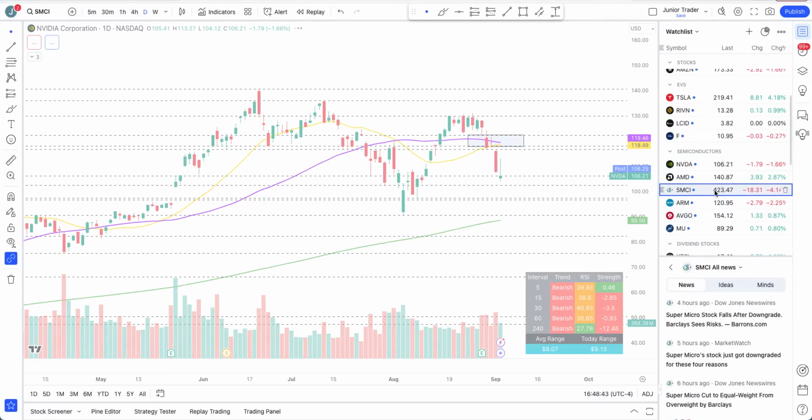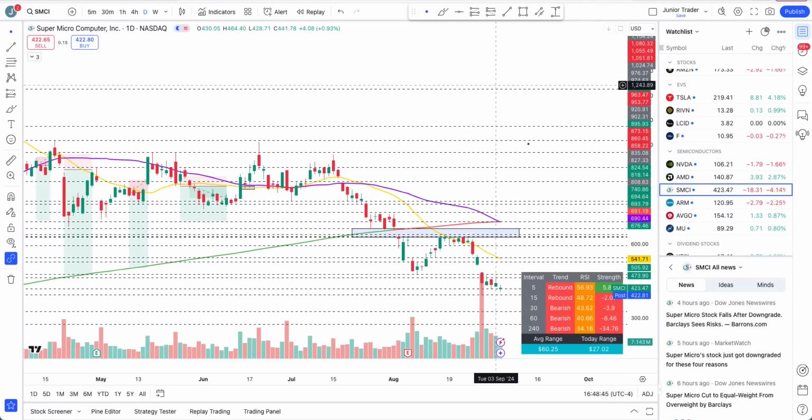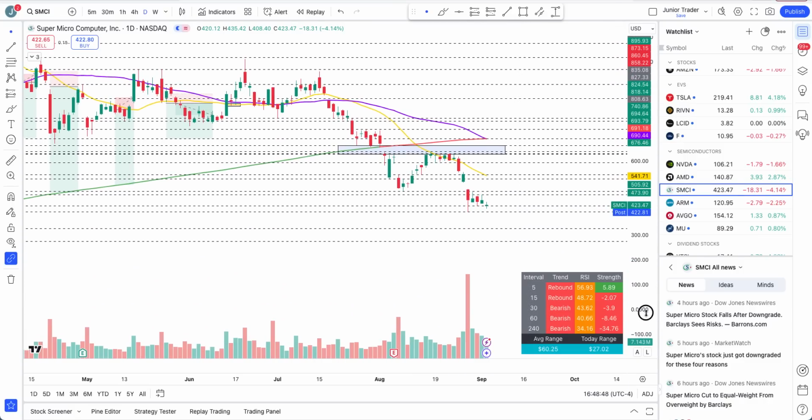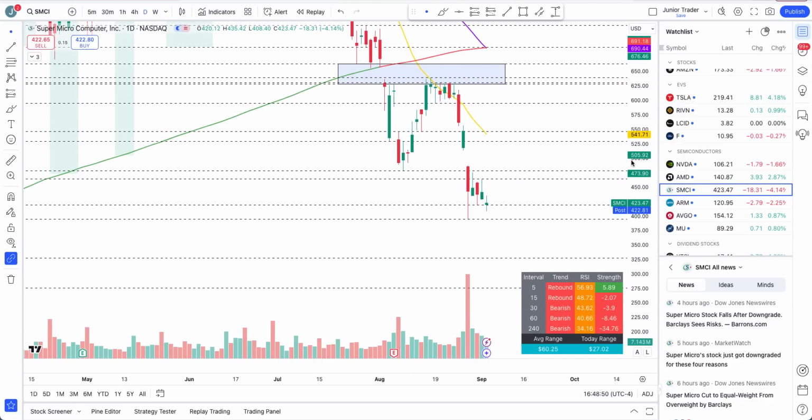Again, it doesn't matter. We trade technically. Price action is what tells us everything. I'm just on the sideline telling you what's happening in the news a little bit, that's all. It doesn't matter to me technically. I just trade with the technicals. Supermicro Computer got a downgrade, doesn't matter to me.